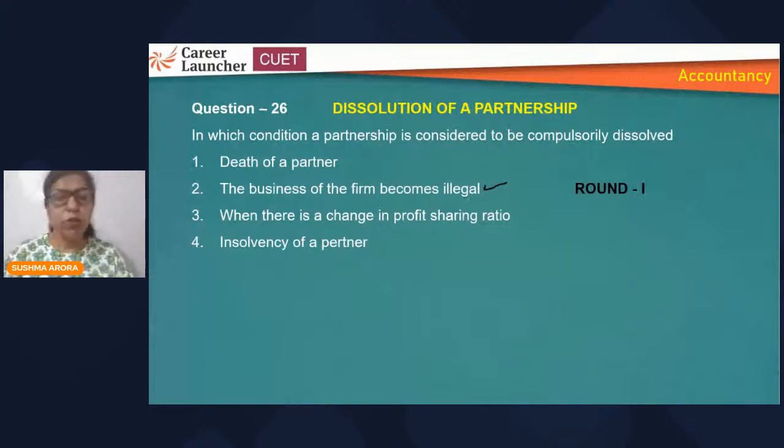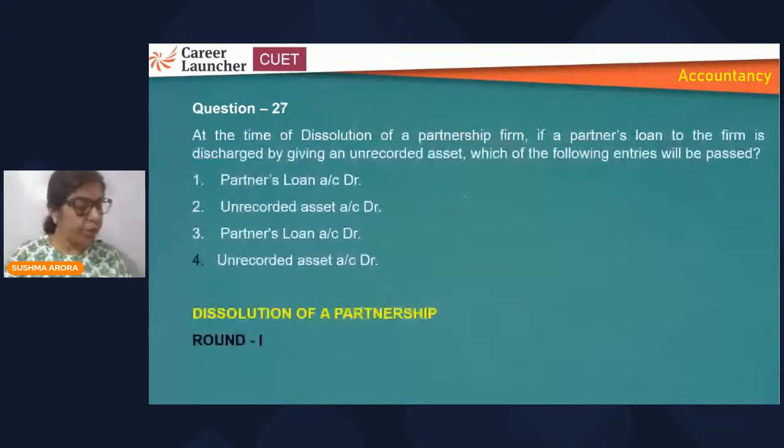Now see, at the time of dissolution, if a partner's loan is discharged by giving an unrecorded asset, which of the following entries will be passed? That question is incomplete because 4 options are there and 2 are the same: partner's loan debit, unrecorded asset debit. So the first option, partner's loan account to be debited, if we can say. Partner's loan account is debited because when the firm pays the partner's loan, he will be the receiver.